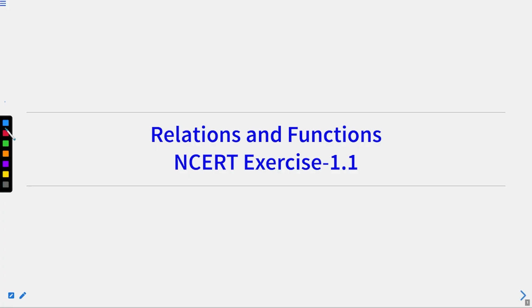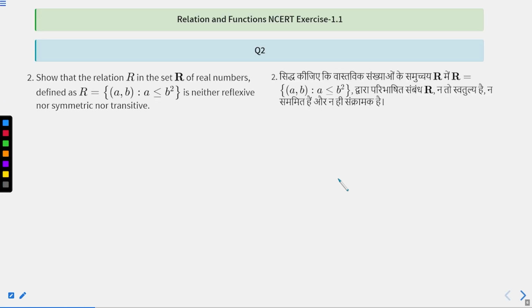Hello students, I hope you are good, well and fine, and today we will be continuing our discussion on the topic of relation functions and NCERT exercise 1.1. As we already saw the solution for question 1, now it's time to see question 2. Okay, so let's solve with me.